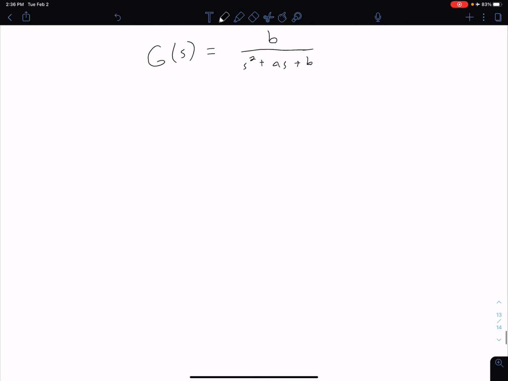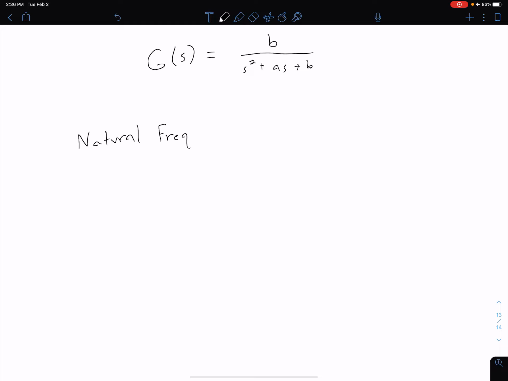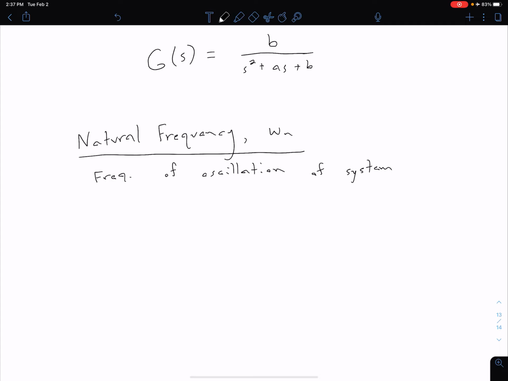It turns out we're going to define two new variables, the first of which is our natural frequency. We're going to use the variable omega sub n to indicate our natural frequency. As the name suggests, this is going to be the frequency of oscillation for our system when we have no damping. So, frequency of oscillation of our system without damping.